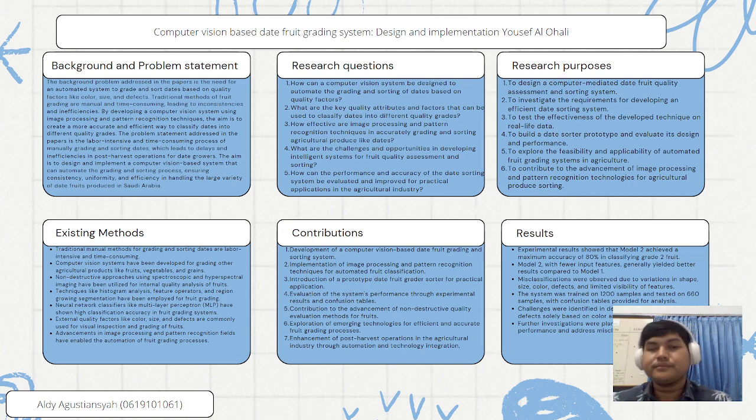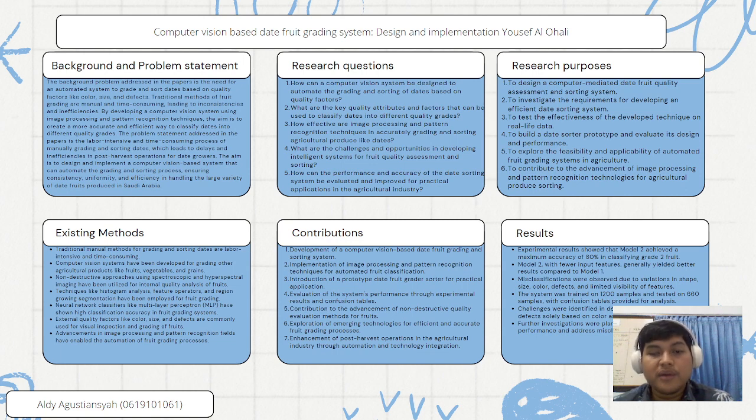Contribution: 1. Development of a computer vision based date fruit grading and sorting system. 2. Implementation of image processing and pattern recognition technique for the automated fruit classification. 3. Introduction of a prototype date fruit grader sorter for practical application. 4. Evaluating of system performance through experimental results and confusion tables.